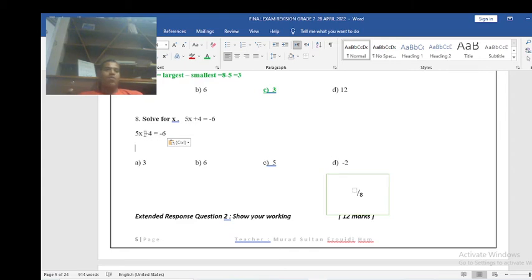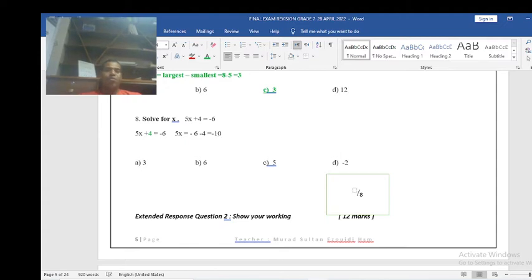I'm going to transfer this 4 to the right hand side. It's positive, but when it is transferred, it will be negative. So 5x equals negative 6 minus 4. Both numbers are negative, so just add them and put the negative sign. So it will be equal to negative 10. Therefore, 5x equals negative 10.